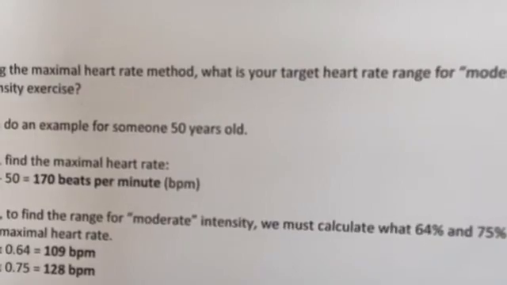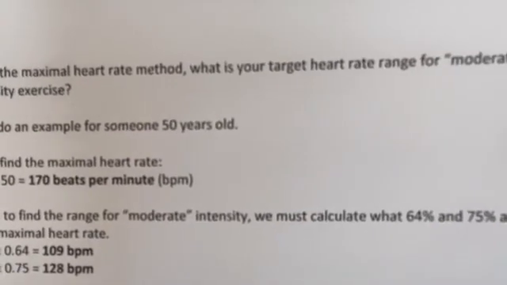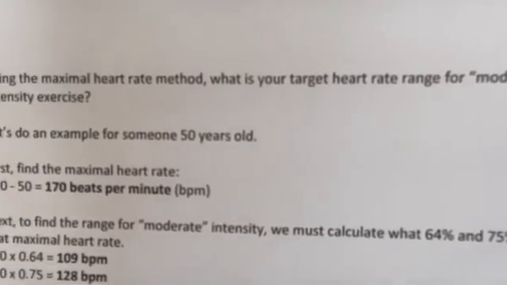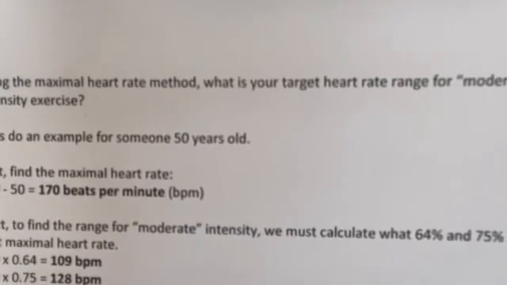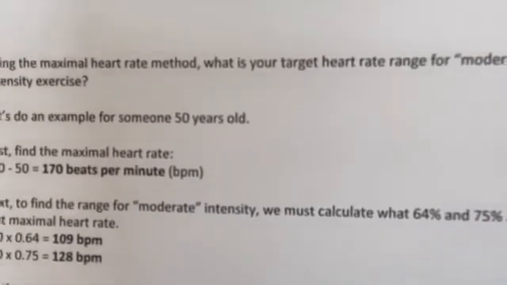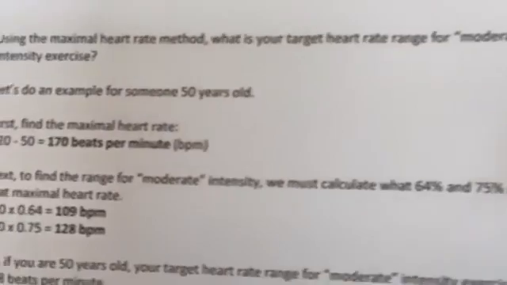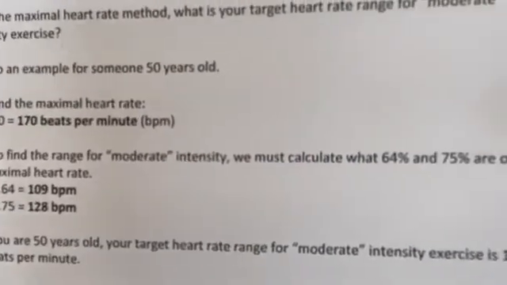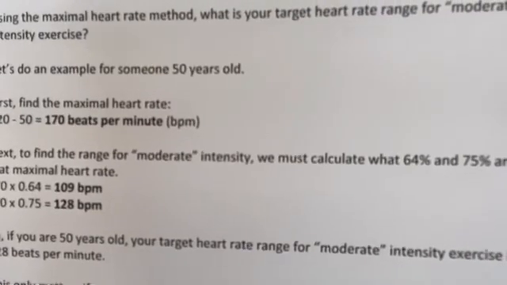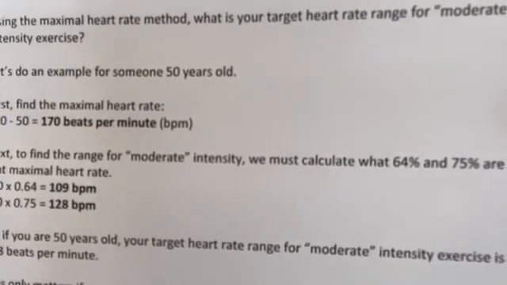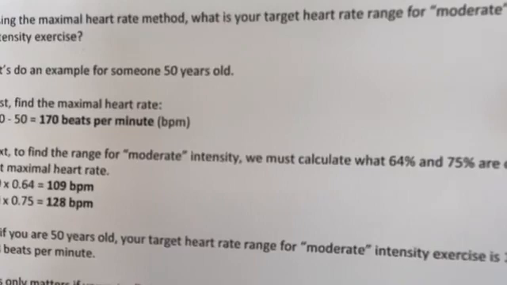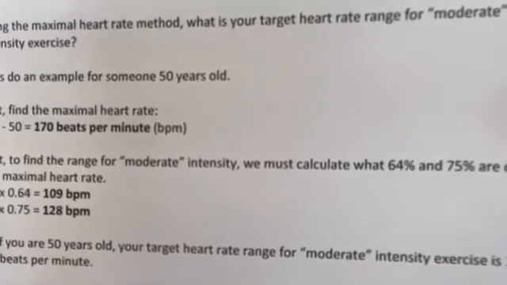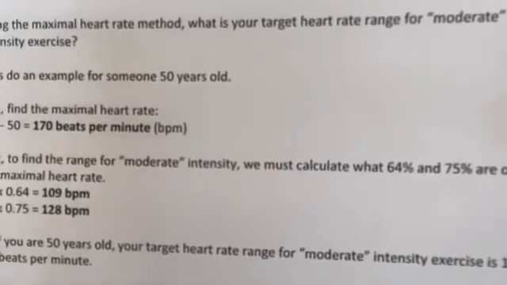If you're younger, of course, your maximal heart rate is going to be higher. If you are older than 50, of course, your maximal heart rate will then be lower, okay? So moving on, next, to find the range for moderate intensity exercise, we must calculate what that 64% and 75% are of our maximal heart rate.